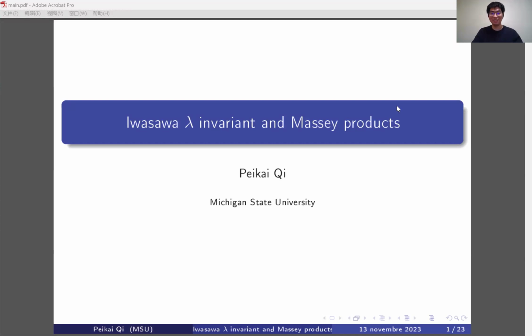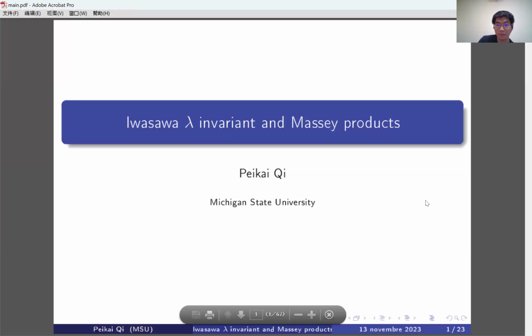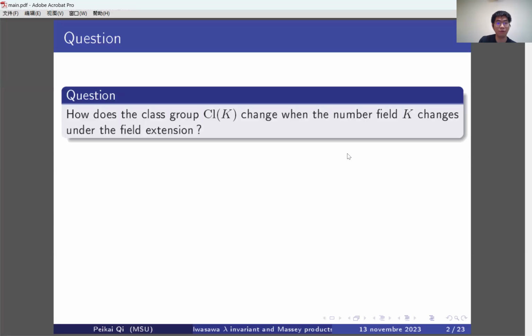Okay. Thanks for the introduction. It's a great honor to speak here. So today I will talk about the Iwasawa lambda invariant and the Massey product. You may not be familiar with these two concepts, so in the talk, I will define these two concepts.